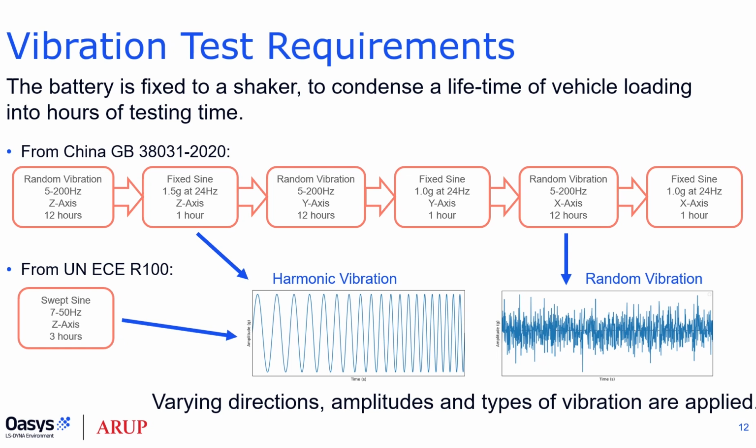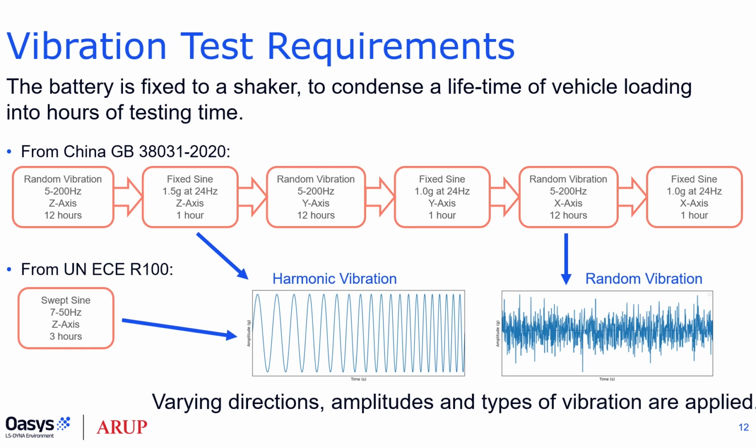Harmonic means that the applied acceleration is sinusoidal in nature and of varying amplitude and frequency. For example, in ECE R100, the requirement is for a sweep to be applied, going from 7 to 50 Hz and back down to 7 Hz, with the amplitude varying between 1G and 0.2G over a period of 3 hours. This is done 12 times, each test being 15 minutes long.